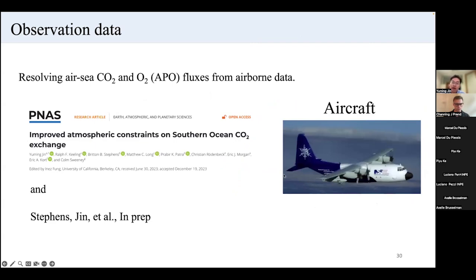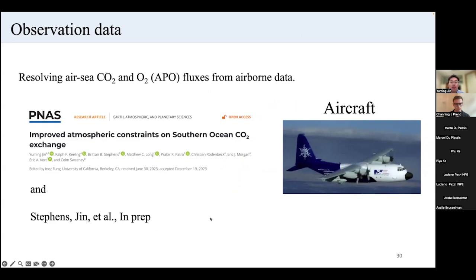We could also look at ocean carbon flux using aircraft data. In this section, I will show how to resolve flux from airborne data rather than just looking at the tracer concentration change in the atmosphere. I have resolved ocean carbon flux over 3 latitude bands over the Southern Ocean. The paper was published early this year in PNAS. I'm working with Stevens on applying the same method to estimate ocean APO flux over the same region.